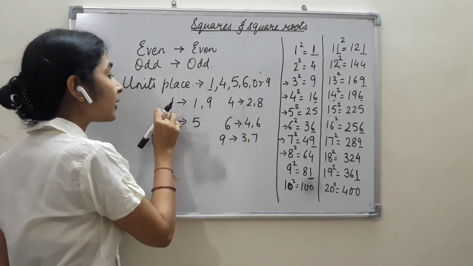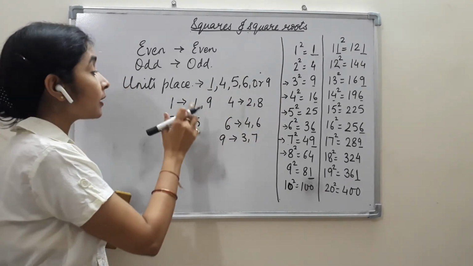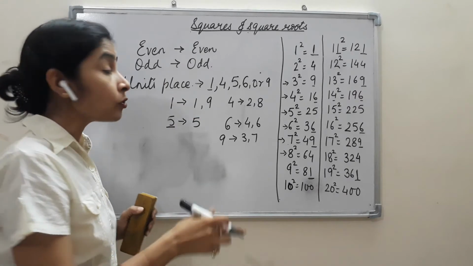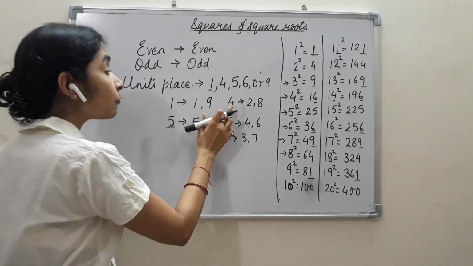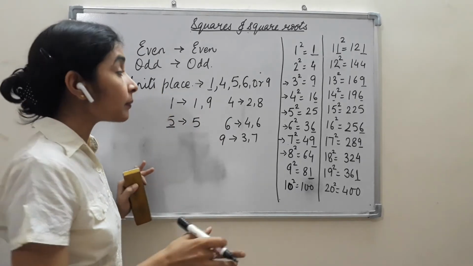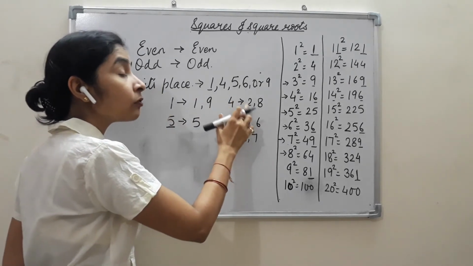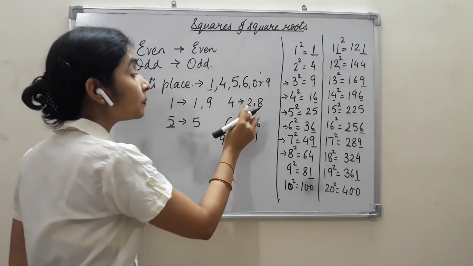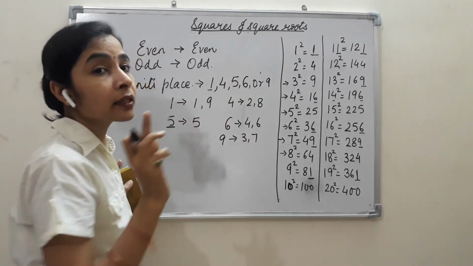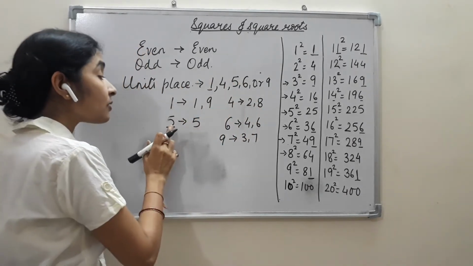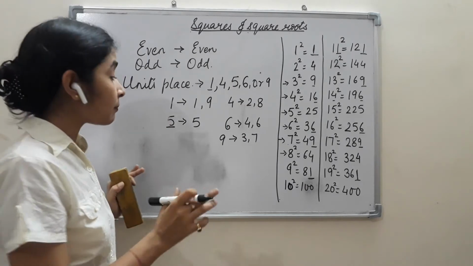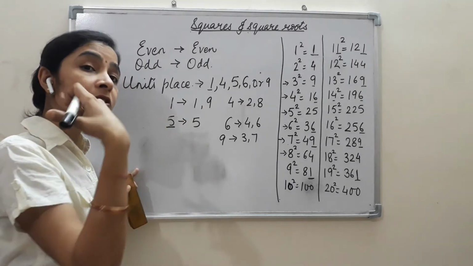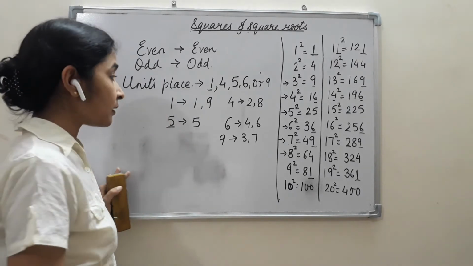If there is 1 at the units place, then the number whose square it is should have 1 or 9 at the units place. If there is 4 in the square of any number, then that means the number itself should have either 2 or 8 in the units place. If there is 5 in the units place of the square of any number, that means the number also should have 5 at the units place.